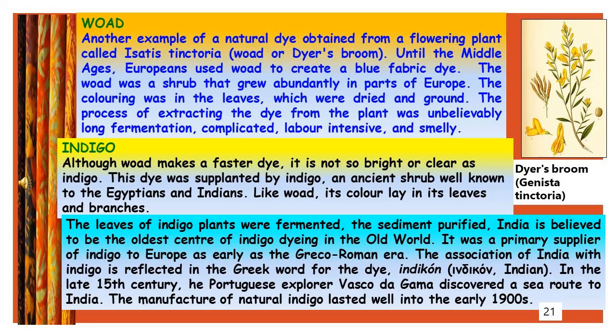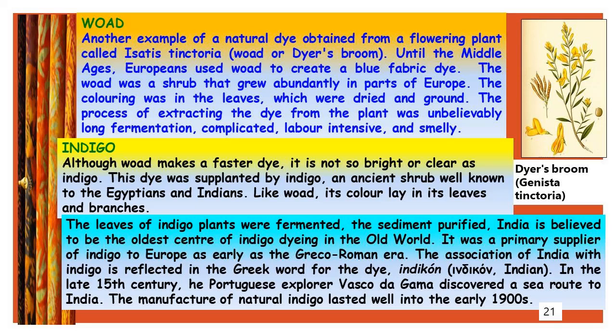Indigo. Although woad makes a faster dye, it is not so bright or clear as indigo. This dye was supplanted by indigo, an ancient shrub well known to the Egyptians and Indians. Like woad, its color lay in its leaves and branches. The leaves of indigo plants were fermented, and the sediments purified.